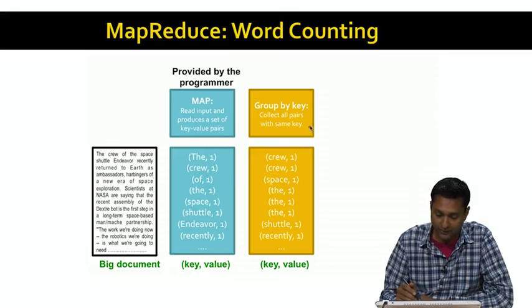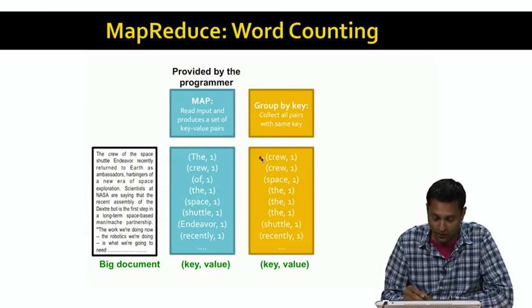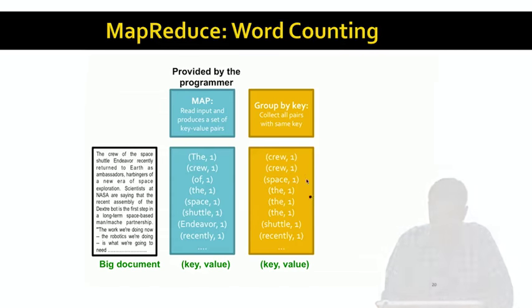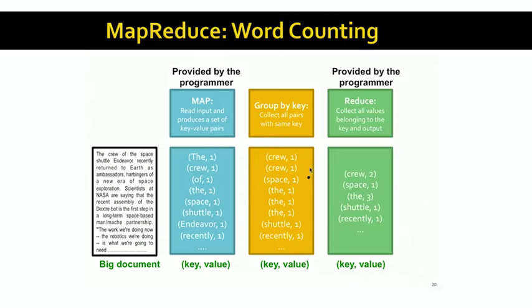Now, the next step is the group by key step, which collects together all pairs with the same key. So you can see that there are two intermediate tuples with the key crew, and those are collected together here. There's one with the word space. There are three with the word the, and so on. So they're all sorted and collected together in this place here.